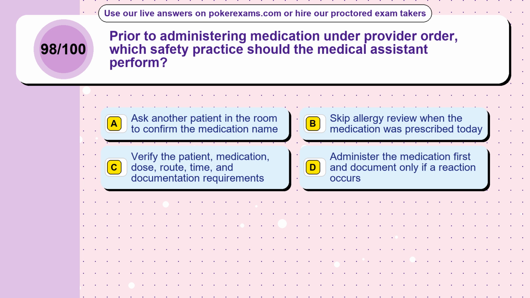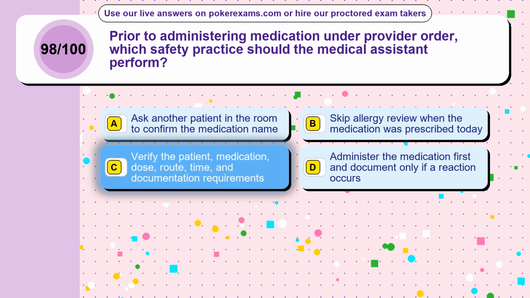Question 98. Prior to administering medication under provider order, which safety practice should the medical assistant perform? Option A. Ask another patient in the room to confirm the medication name. Option B. Skip allergy review when the medication was prescribed today. Option C. Verify the patient, medication, dose, route, time, and documentation requirements. Option D. Administer the medication first and document only if a reaction occurs.